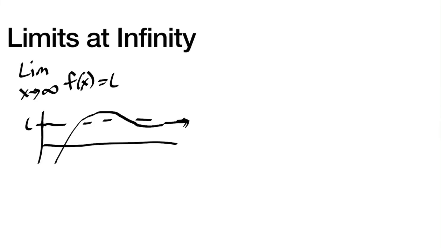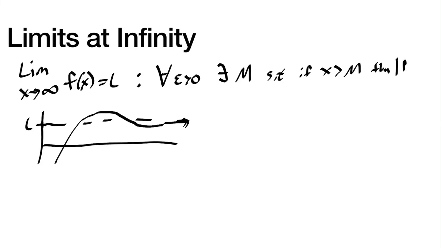And if this looks a little bit like a sequence, the answer is that's good. It kind of is like a sequence. And so our definition is going to be really close to the sequence definition. We'll say for all epsilon greater than 0, there exists, I'm going to use a capital M, such that if x is bigger than capital M, then the absolute value of f of x minus L is less than epsilon.